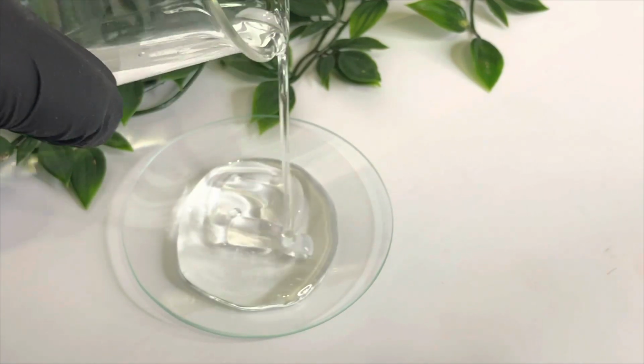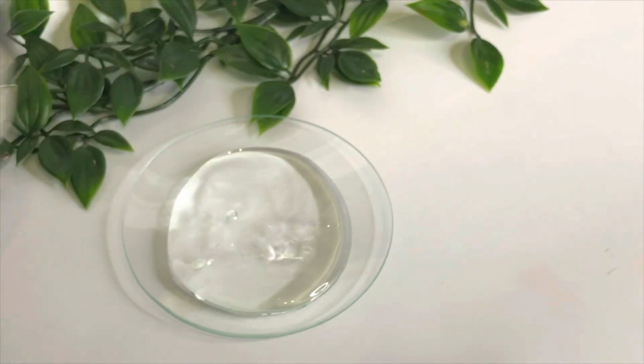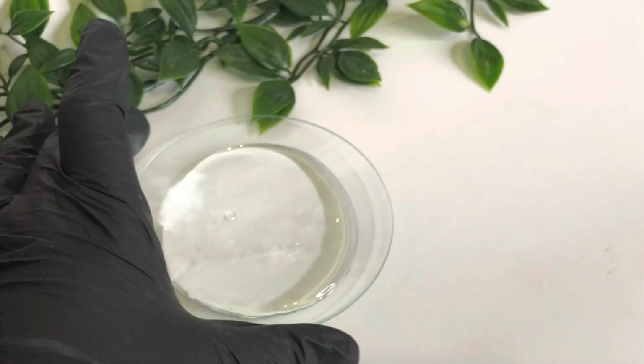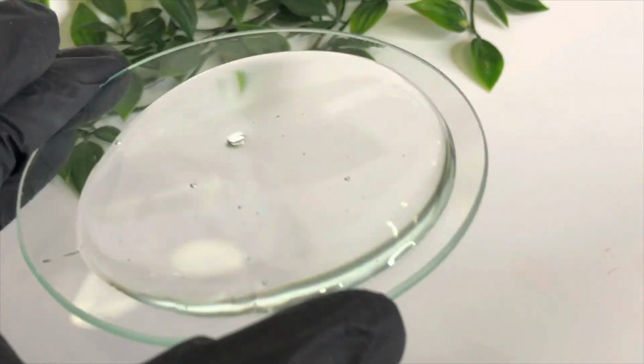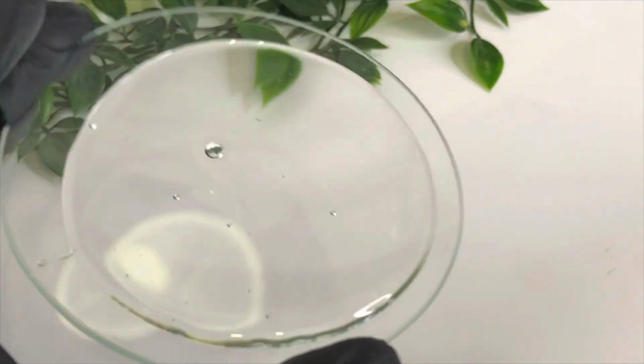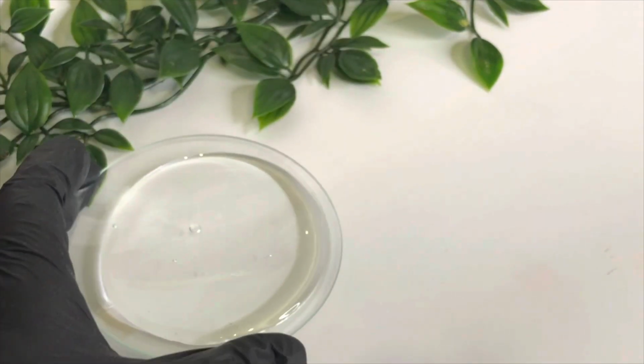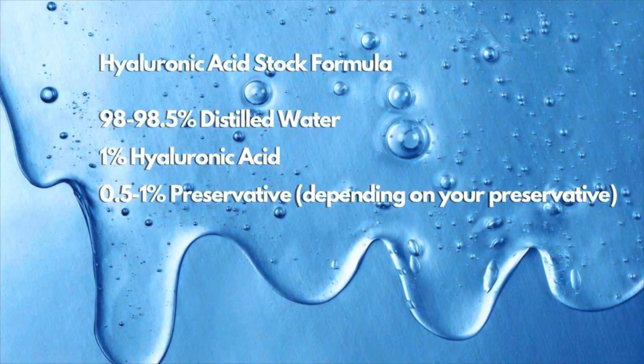To create a hyaluronic acid stock, first you decide on your percent inclusion. I usually make a 1% hyaluronic acid stock, as I include it between 0.2 and 1% in products, as that's more than enough to gain the benefits. Here's our formula for a 1% hyaluronic acid stock.